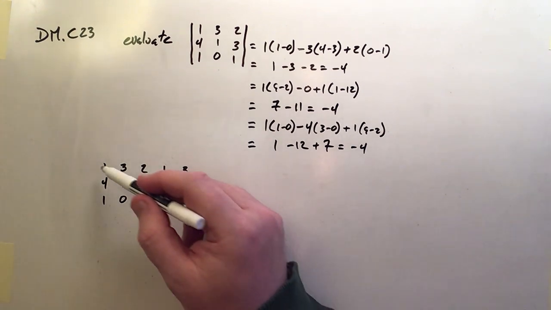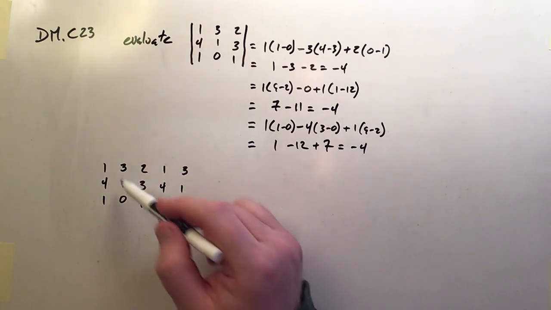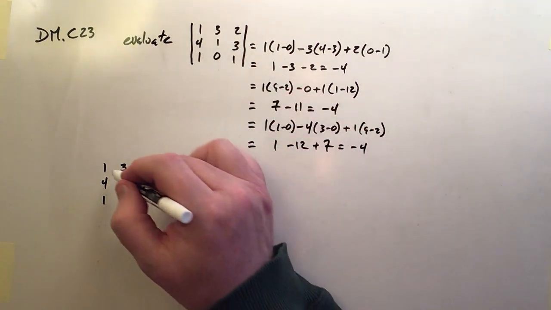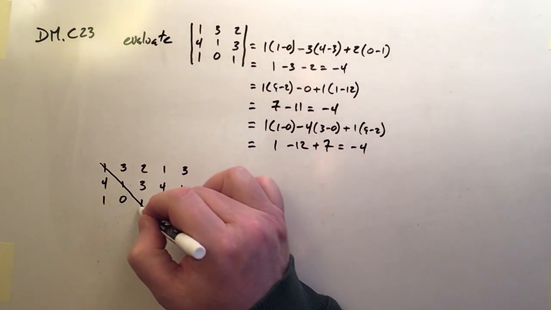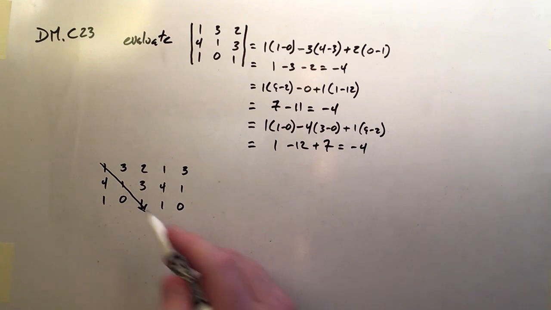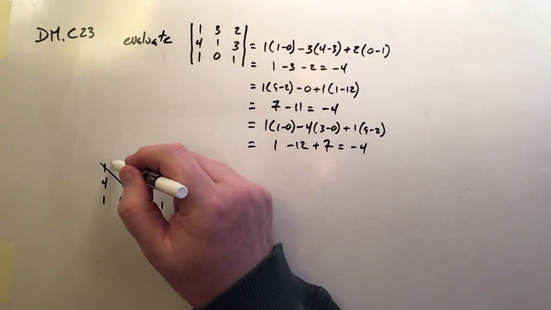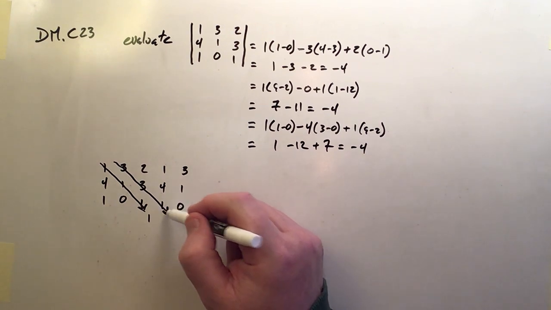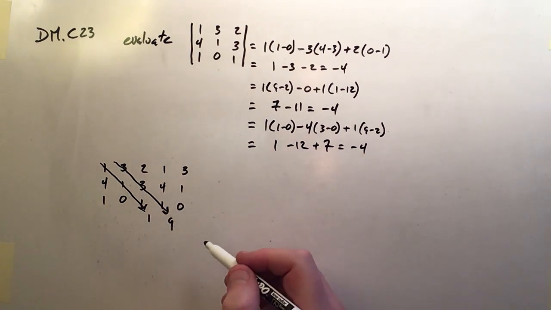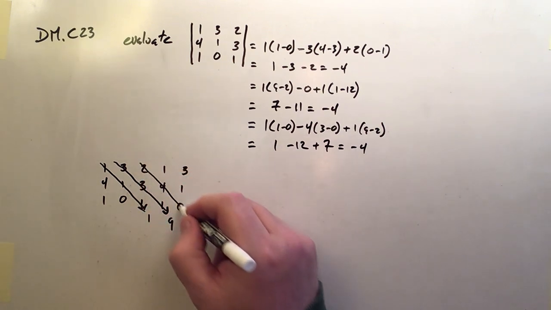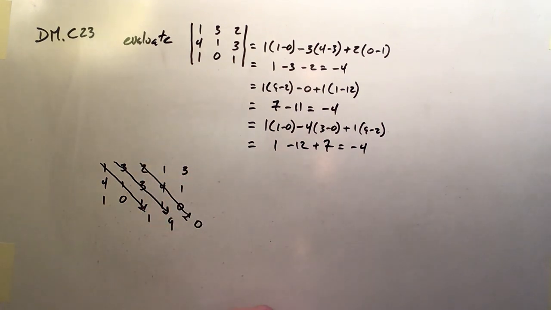We take downward diagonals starting with the principal diagonal of the original matrix. So we would draw a diagonal straight down here, and I take the product of all 3 numbers. 1 times 1 times 1 is 1. I do the next diagonal. 3 times 3 times 1 is 9. And the final diagonal, 2 times 4 times 0, and that is 0.